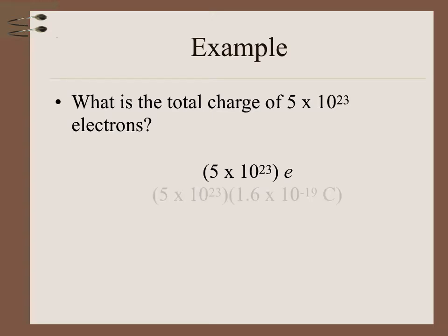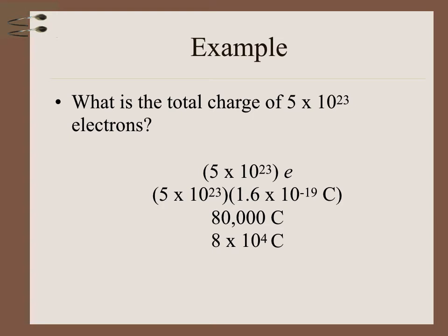Then what we can do is substitute the value of e into our letter. 5 times 10 to the 23rd times 1.6 times 10 to the negative 19th coulombs. Then putting that in our calculator, we get 80,000 coulombs. Or, if you want to keep it in scientific notation because these other numbers are in scientific notation, it's 8 times 10 to the 4th coulombs. Either way of writing your answer is acceptable.